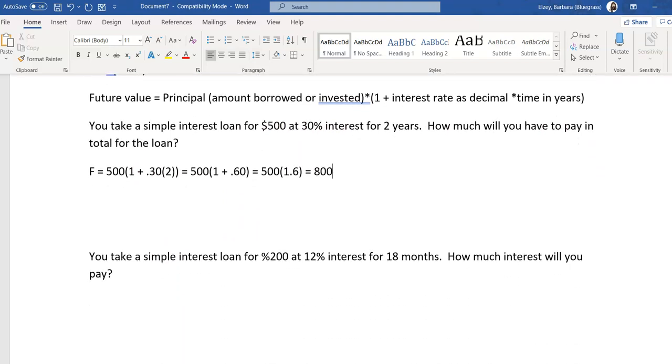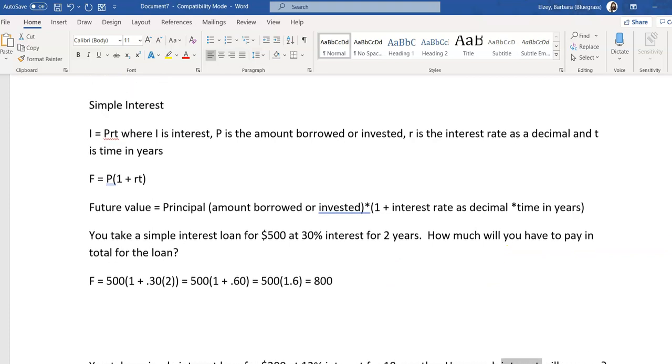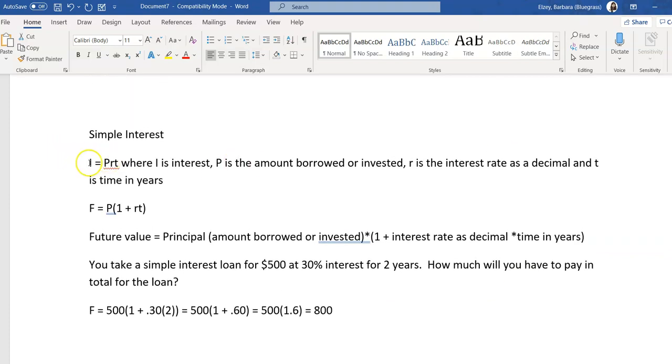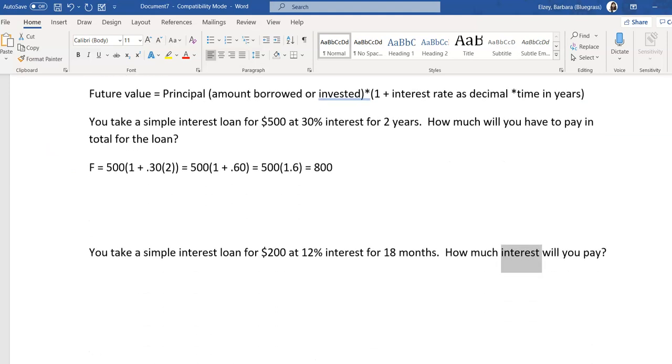Okay, so let's go to our second one. You take a simple interest loan for $200 at 12% interest for 18 months. How much interest will you pay? Now let's notice this one's asking for interest. All right, so we want to use the interest formula I equals PRT because we just want the interest. We don't want the future value.